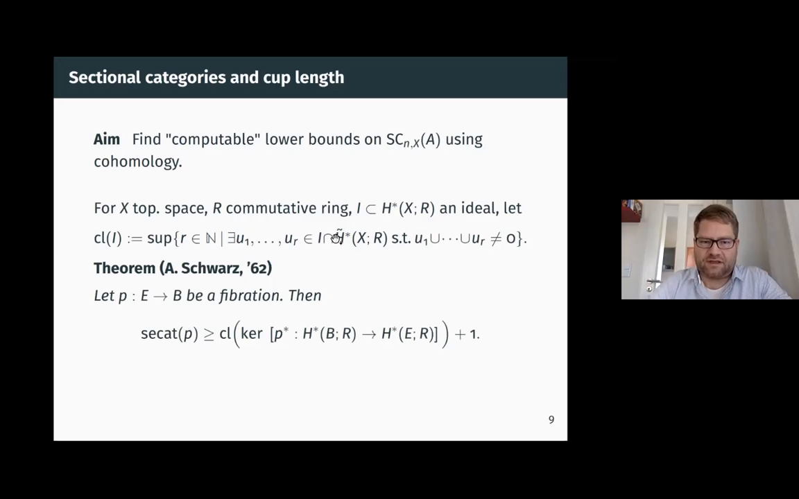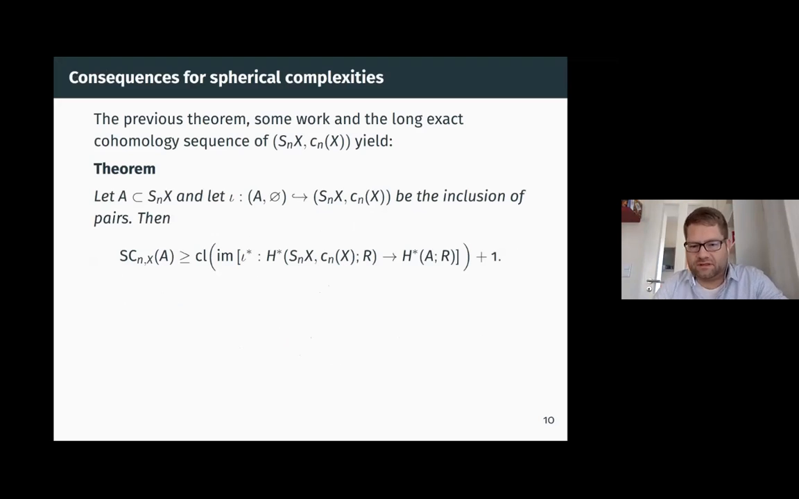Okay, and this was already used by Michael in this talk, and should be known to most of you. If we have a fibration P from E to B, and the sectional category of this fibration, we get a lower bound by studying the cup length obtained in this ideal of the pullback of the fibration in cohomology. So this is an ideal in the cohomology ring of the base space. Here, since I'm using the unreduced definitions, there's a +1. Okay, this is a nice direct estimate.